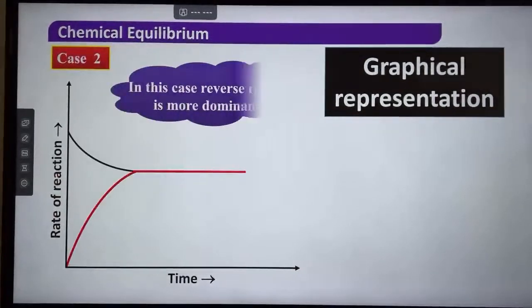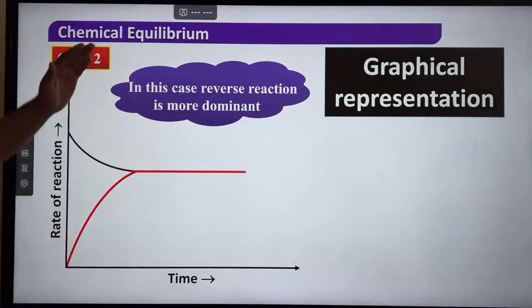Then case 2. Case 2 is this. In this case, you can say the reverse reaction is dominant. Forward reaction happened, but reverse was much more dominant.